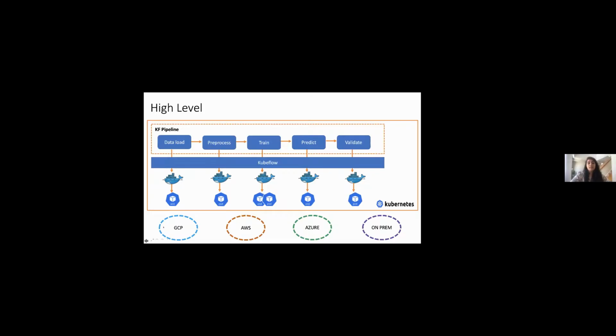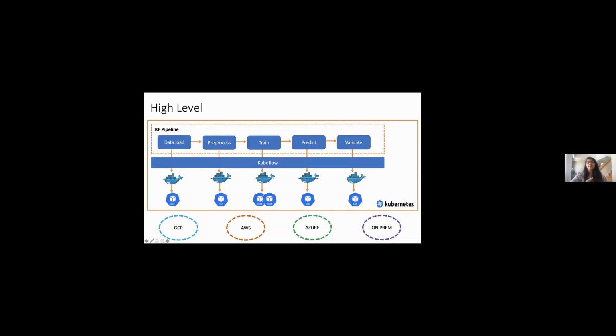On a high level, your Kubernetes cluster can run anywhere. It can run on Google Cloud, AWS, Azure, or on-prem. You have a Kubernetes cluster installed, and then you have Kubeflow installed on it. And this is a pipeline running on Kubeflow, right? So in your pipeline, you have 5 steps: data load, pre-process, and so on. The output of the data load component becomes the input to the pre-process.